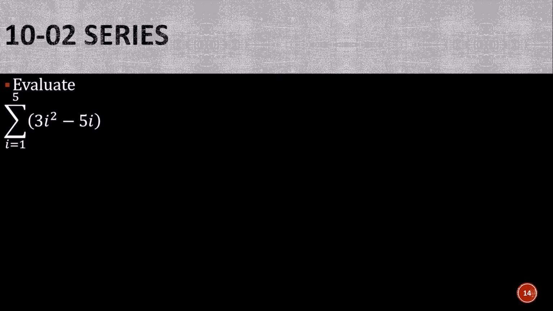All right, so let's evaluate this. Remember, we're adding here. The order we add doesn't matter. I could do 3i squared minus 5i plus 2 squared minus 5 times 2 plus 3 squared minus 5 times 3. Or we could do all the 3i squareds and then all the 5i's and then combine those. So we could rewrite this as the sum of 3i squared minus the sum of 5i.